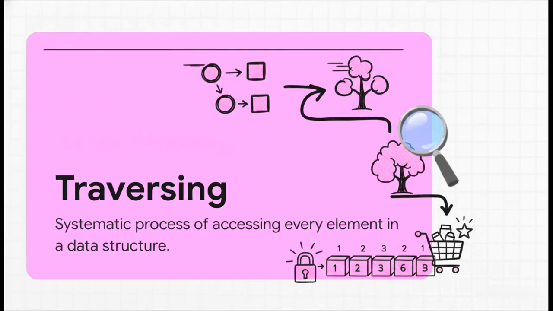Traversing is the systematic process of accessing every single element in a data structure, one by one. You'd use this when you need to exhibit all the elements on a screen, or maybe execute a specific task across every single item in a collection. Like applying a 20% discount code to every item sitting in a user's shopping cart.